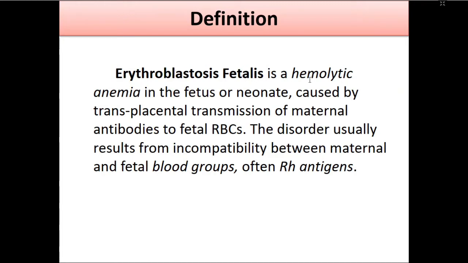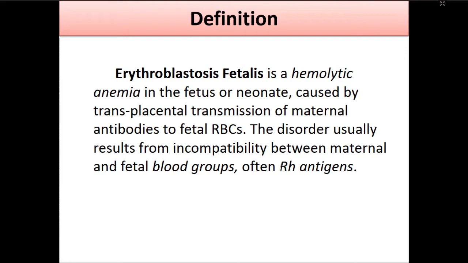So how is this developed? Let's get to the definition. It is a hemolytic anemia in the fetus or neonate caused by transplacental transmission of maternal antibodies to fetal RBCs. The disorder usually results from incompatibility between maternal and fetal blood groups, often Rh antigens.